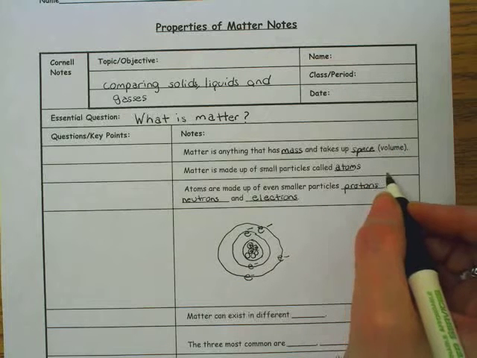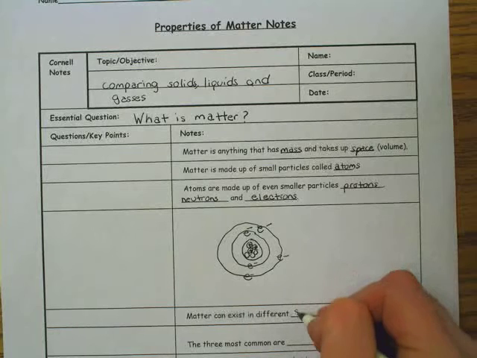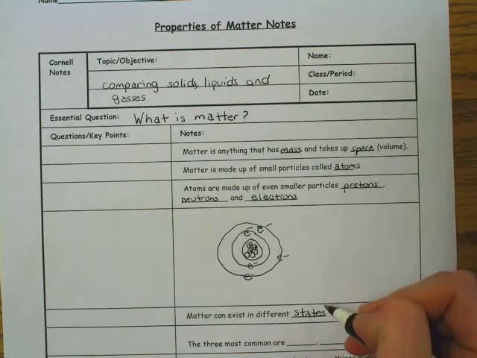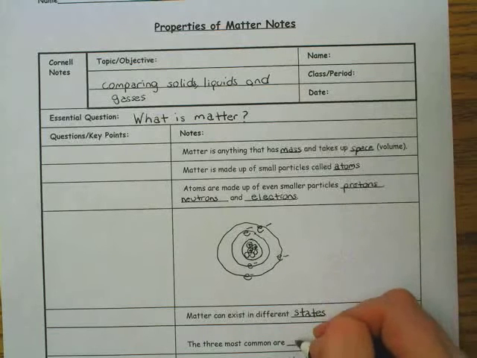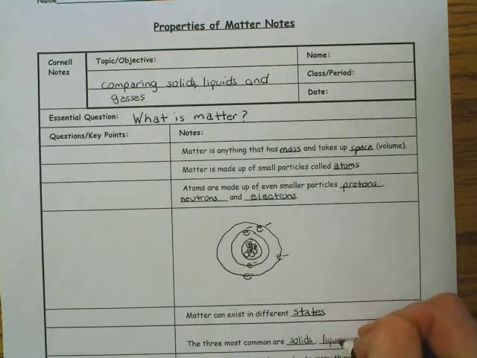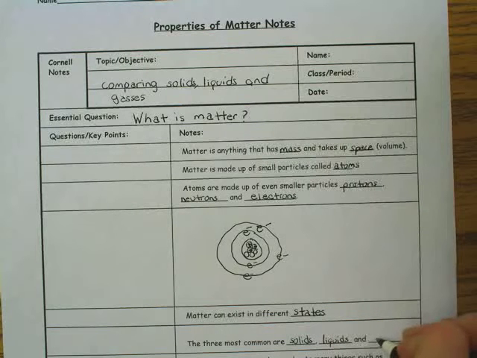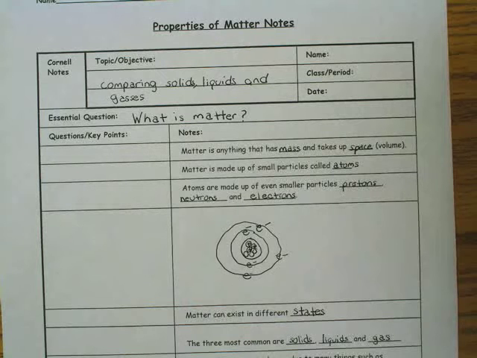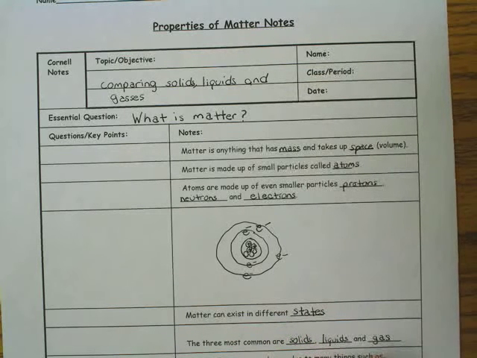So matter can exist in different states. The three most common are solids, liquids, and gases. A state of matter can change due to many things such as temperature and pressure. So a change in temperature or a change in pressure, whether you increase it or decrease it.